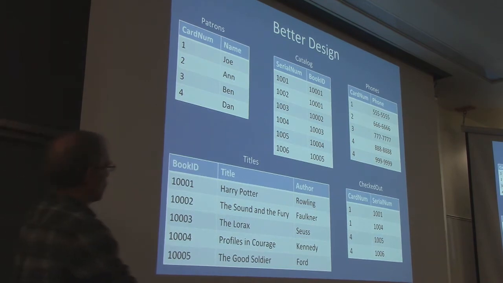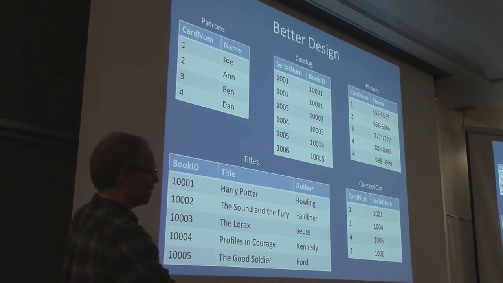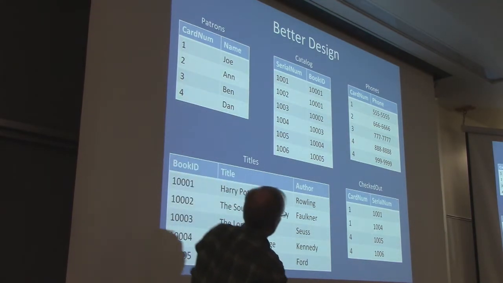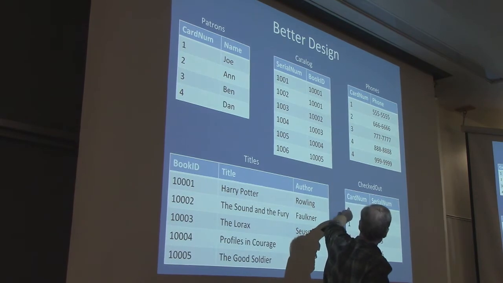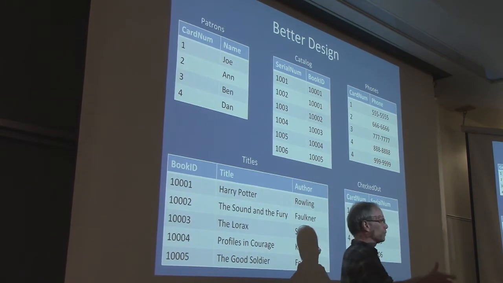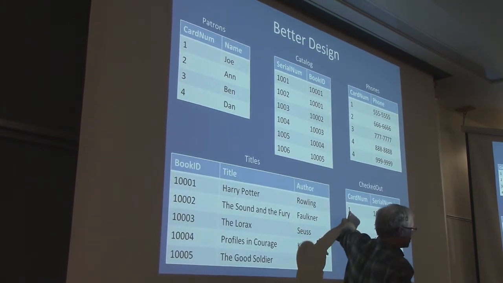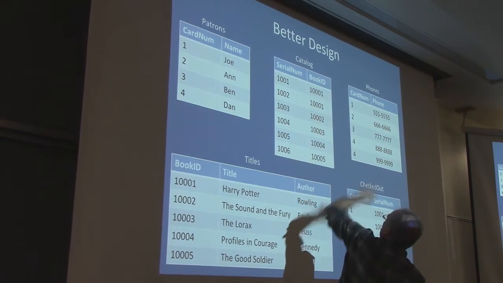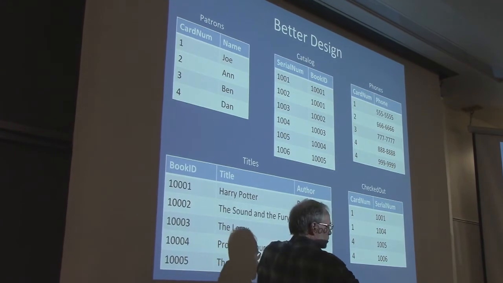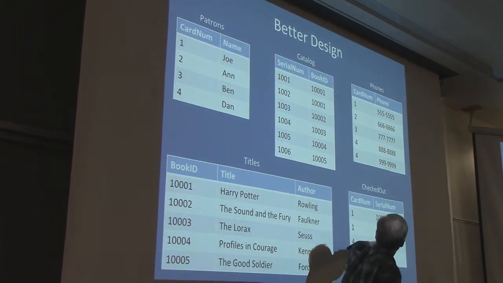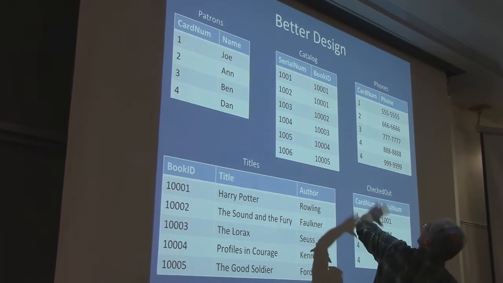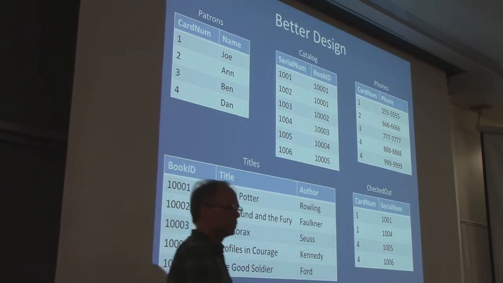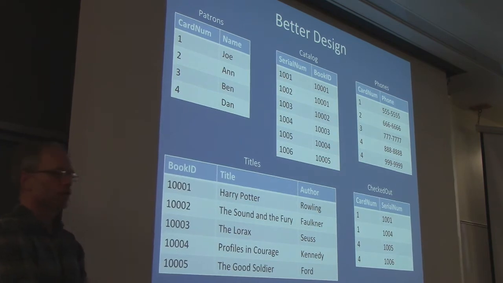Okay, so if I want to know what books Joe has checked out, let's see what's involved. I have to go to Joe, I see it's card number 1. I come here and I see card number 1. Say I want to know the titles of the books Joe has checked out. So card number 1 has 1001 checked out. 1001 is book ID 10001, and that's Harry Potter. So I report Harry Potter, and then I have to look here, 1005. That's 10004, so that's Profiles in Courage. Seems like a complicated program to have to write.